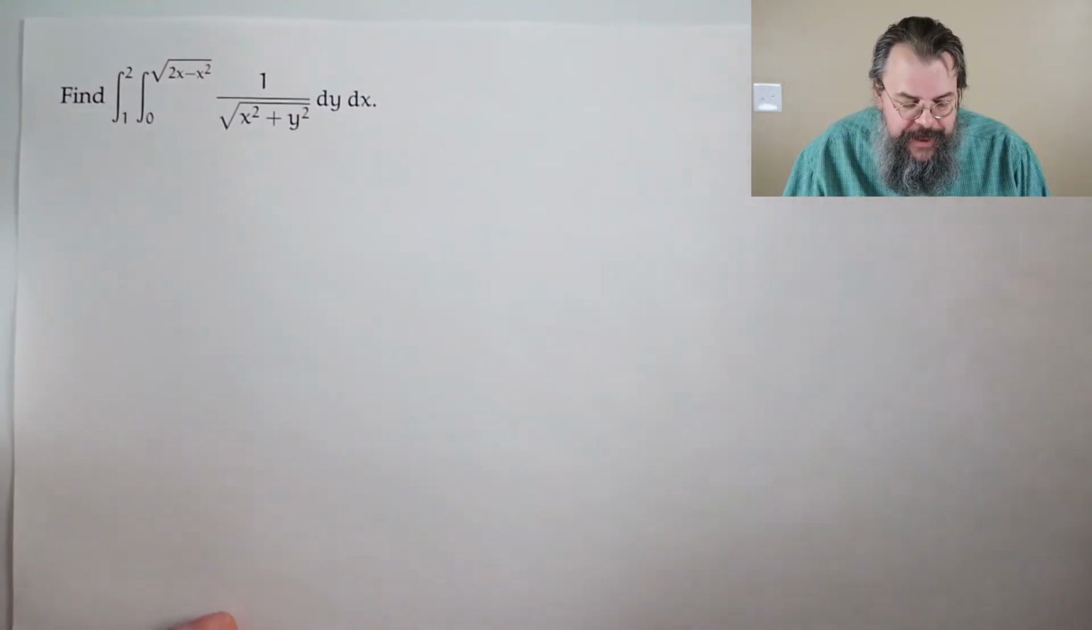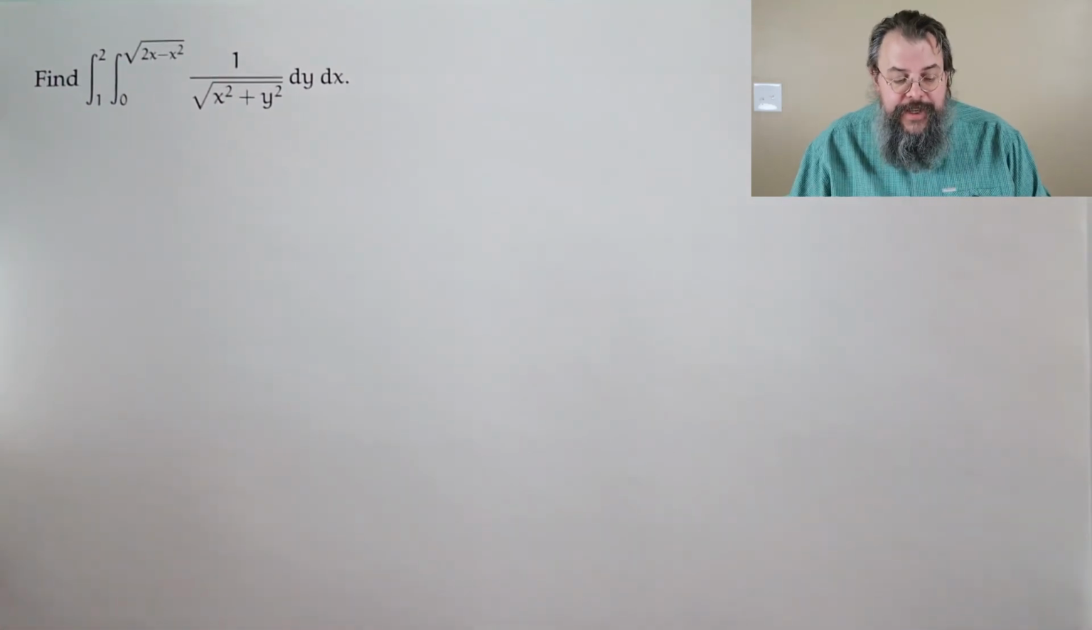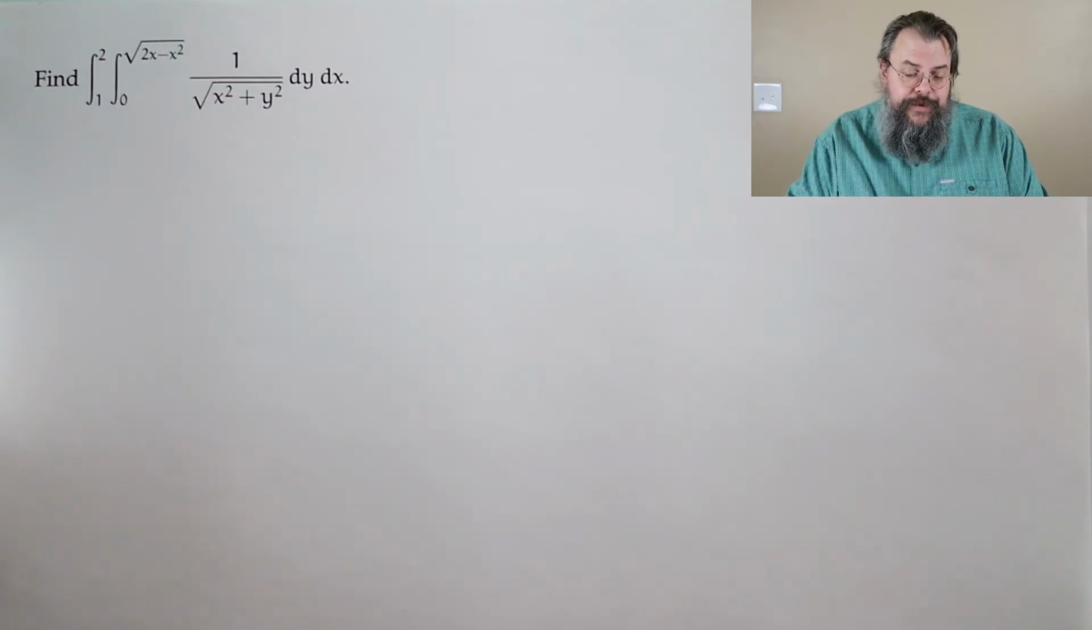Okay, I think we have time for one more problem. One last problem to finish it up. So let's make sure it's a good problem. Find the integral from 1 to 2, integral 0 to square root of 2x minus x squared of 1 over the square root of x squared plus y squared dy dx.